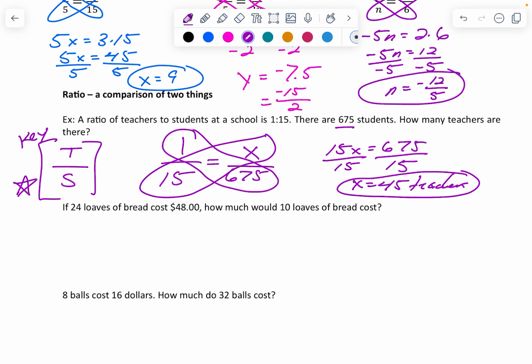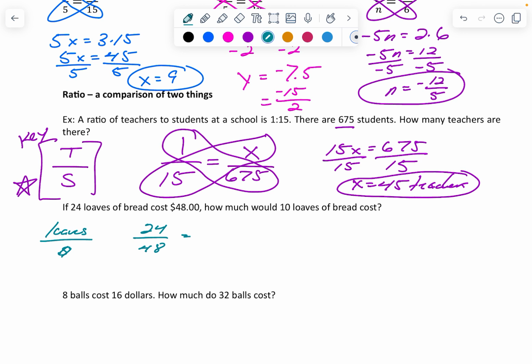Next example, it says 24 loaves of bread cost $48. How much would 10 loaves of bread cost? So we've got two things going on here. We have how many loaves of bread, and we have the price. So 24 loaves of bread. So that's going to go on top, and the price of the bread, the 48, is going to go down here.